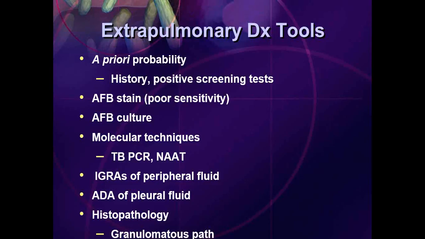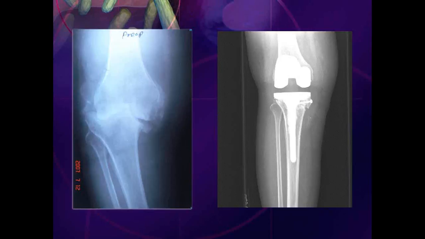ADA, adenosine deaminase of pleural fluid, is actually relatively sensitive and specific for pleural TB, and the turnaround time for getting one of those has dropped in the last few years, so it is a pretty useful test, so I always order it. And then, of course, histopathology. Sometimes people forget to send things for path, but of course, if there's granulomatous pathology, it does raise your potential that TB is there.